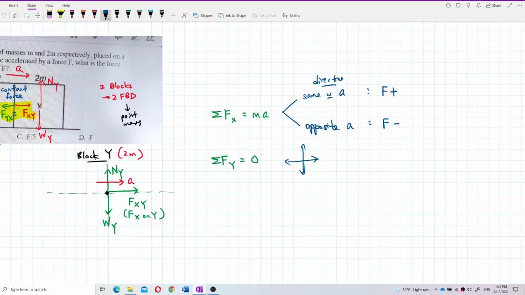So let's say going to the right is positive, going left negative. But this one is about the y component, so no need to regard the x component. So going up is positive, going down negative, because we don't have acceleration. So for Fy, going up is positive, going down negative. But if we have acceleration, we need to compare with acceleration. Same direction as acceleration, F is positive. Opposite the acceleration, F is negative.